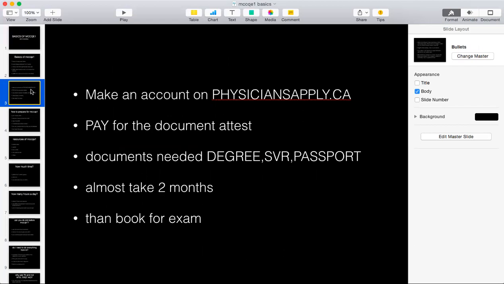Coming to the next one, make an account on Physician Apply. If you are thinking about how to start, you have to make an account over there and pay for the document attestation. The documents you need are your degree, SVR, and passport, and it takes almost 2 months. After that, you can book your exam.